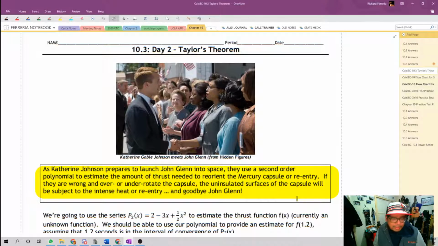And goodbye, John Glenn. In something like this, fictional, obviously, this does have its roots in an actual event because John Glenn actually refused to go into space unless Katherine Johnson rechecked all of the calculations, by hand without a computer, just going ahead and crunching the numbers on paper. So there is something to be said here about Katherine Johnson and using these polynomials.